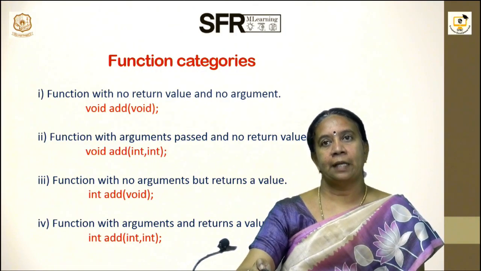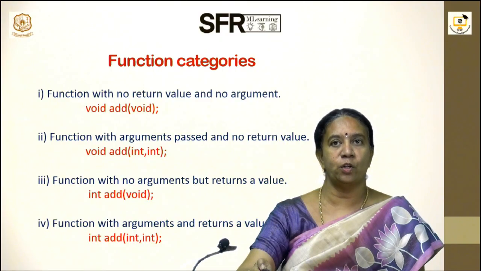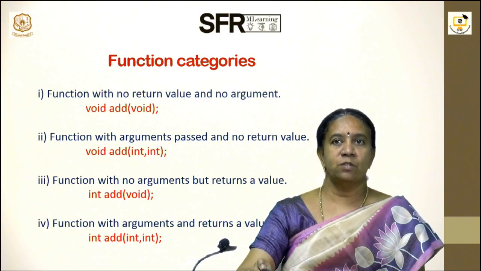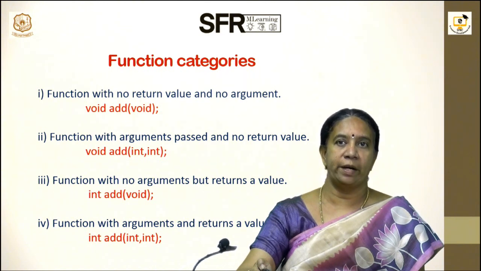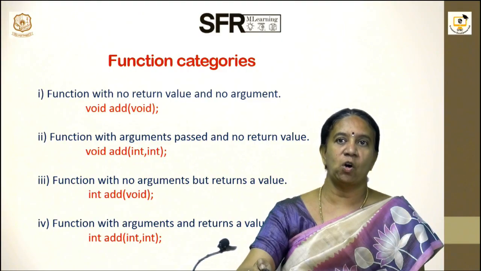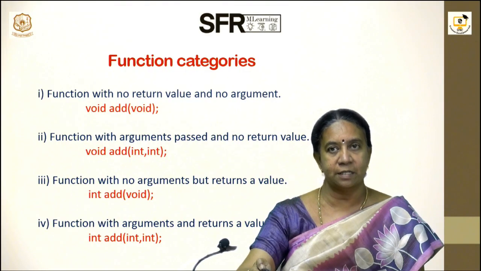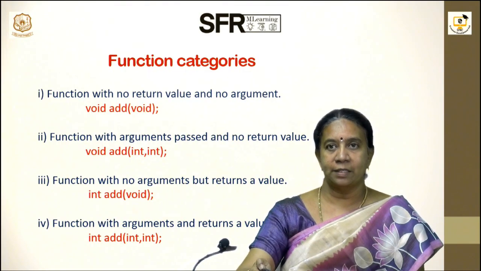There are some categories of functions. First one is the function with no return value and no argument. Here the example is void add(void). So void means nothing. Then the second one is a function with arguments passed and no return value. That means it contains an argument list but no return value. Example, void add(int, int).